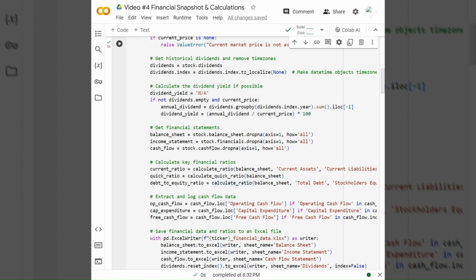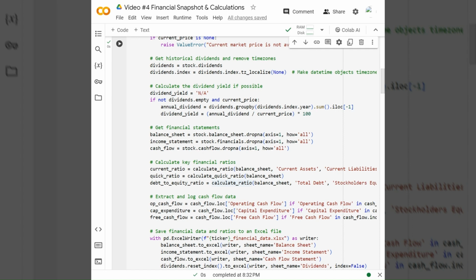Again, we're going to be grabbing those financial statements, and then we're going to be exporting all of this, not just the financial statement data, but also we're going to generate a new tab within the Excel file that's just going to say general calculations. And this is where we're going to house, like I said previously, our current ratio, our quick ratio, and our debt to equity ratio.